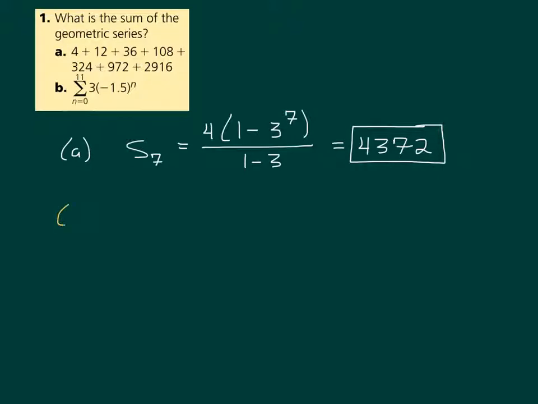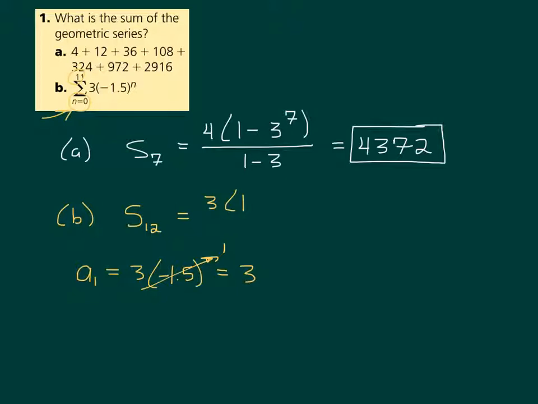Part B, how many terms are we dealing with? 12. You have to remember it's top number minus bottom number, so 11 minus 0 plus 1. So there are 12 terms. What is the first term? The first term is when n equals 0, the bottom number. 3 times negative 1.5 to the 0, which is 3, because anything to the 0 power is 1. And 3 times 1 is 3. So this sum is 3 times 1.